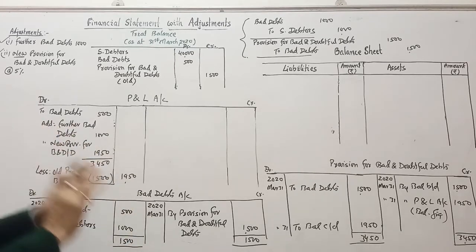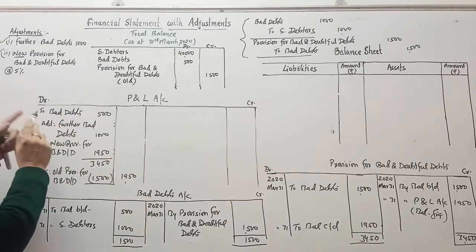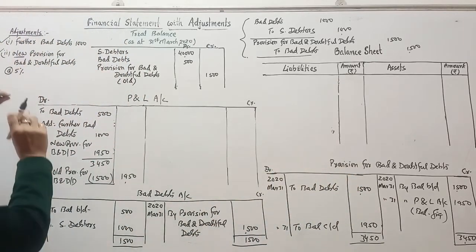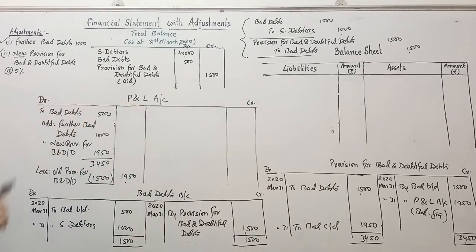Or you may write the amount directly in the debit side, PL account debit to provision for doubtful debts. You directly write to provision for doubtful debts 1950.